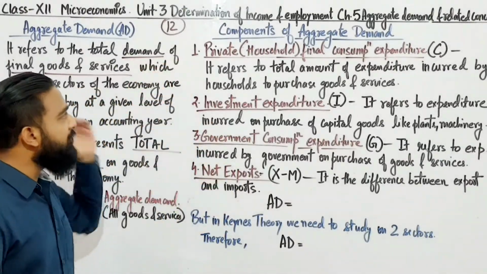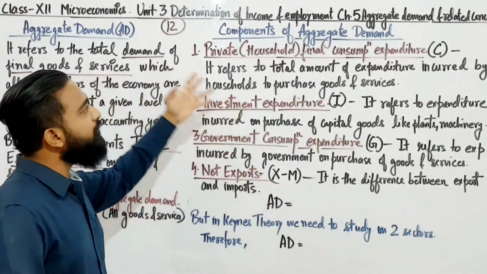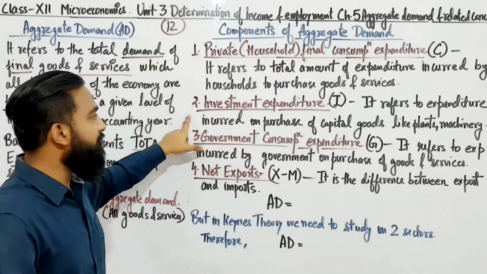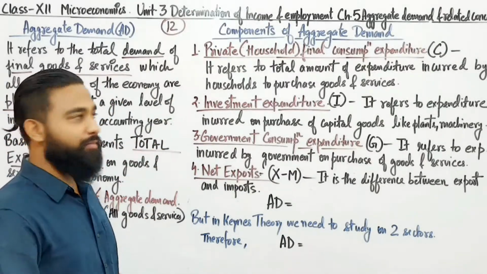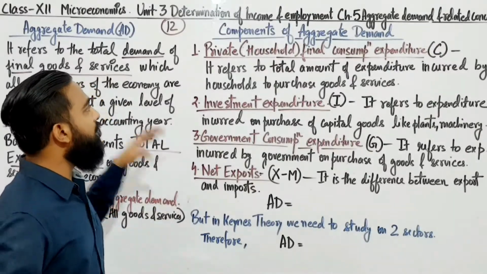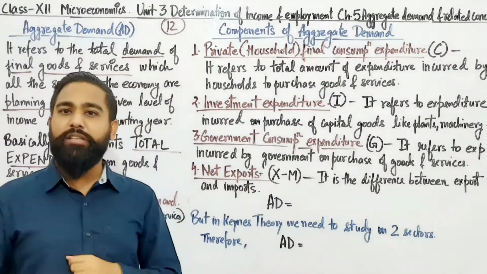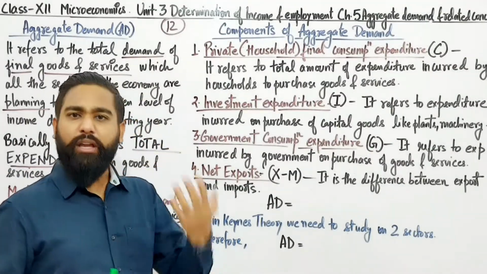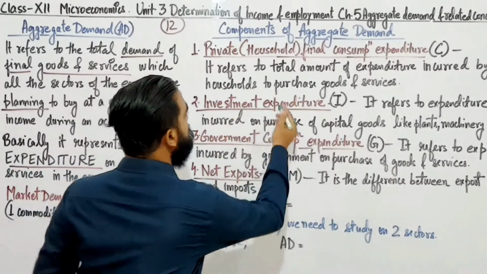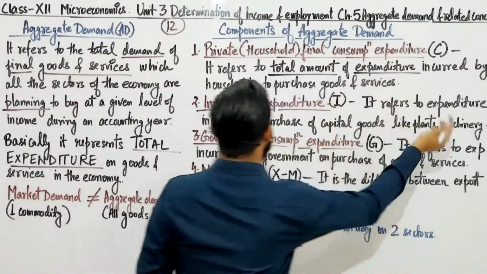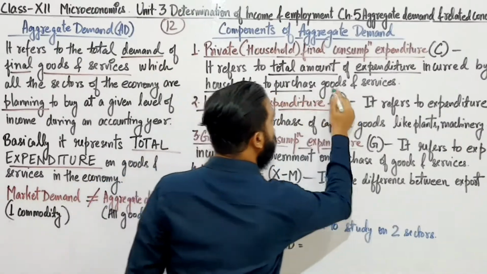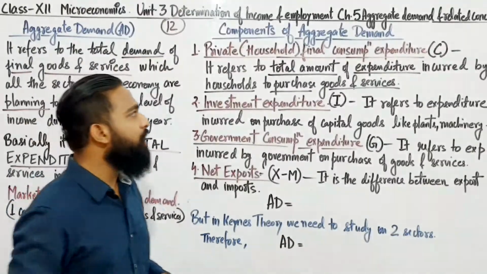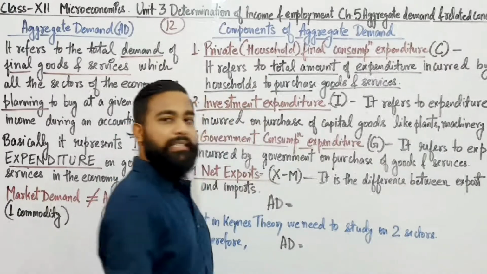So these are exactly the four components. Components of aggregate demand are private final consumption expenditure, government final consumption expenditure, gross investments and net exports. You have already learned that. Now, what is private final consumption expenditure? Basically, it is the expenditure done by the households. It refers to the total amount of expenditure incurred by households on purchase of goods and services. This is your private final consumption expenditure, which is denoted as C.